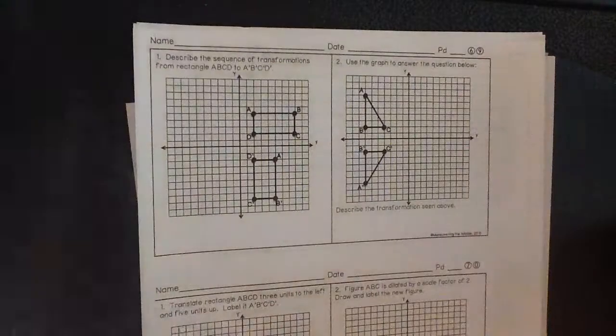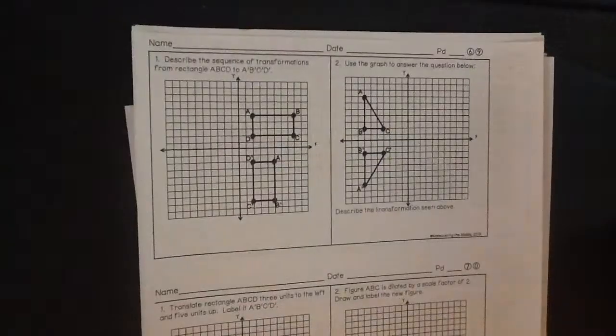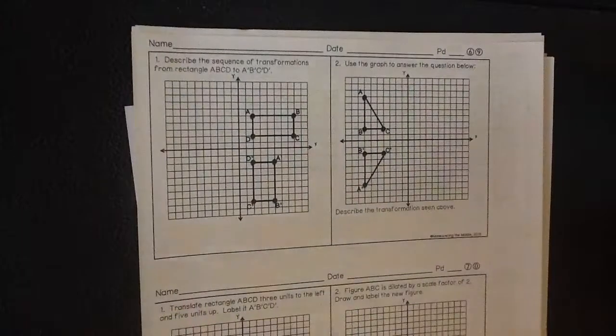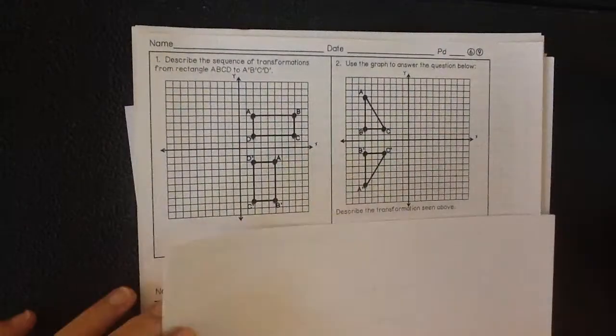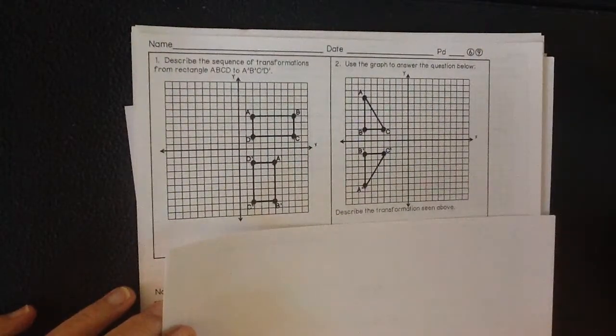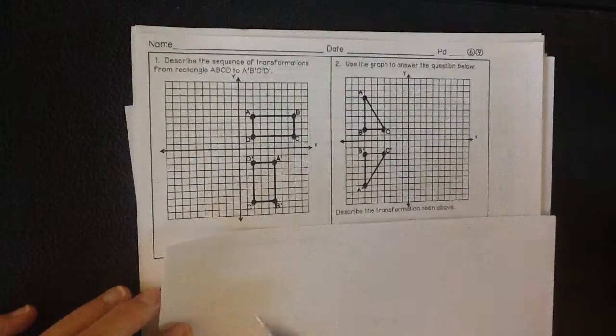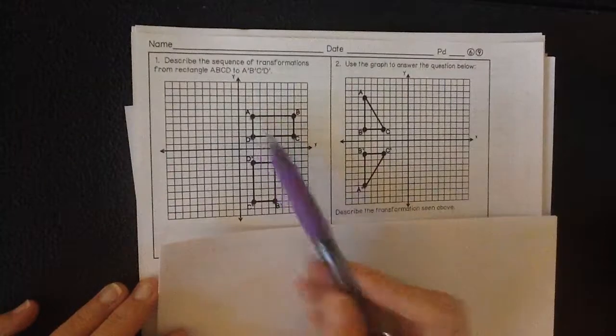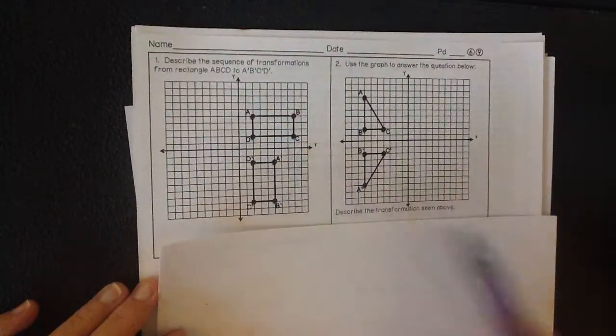Right. Sequence means there might be a lot of them. That's right, or more than one. Okay, so let's see. If I look at them, how do I know which one is the beginning and which one's the final? Because of the regular A. Right, the regular A. So you got a regular A there, and then you've got an A prime there.